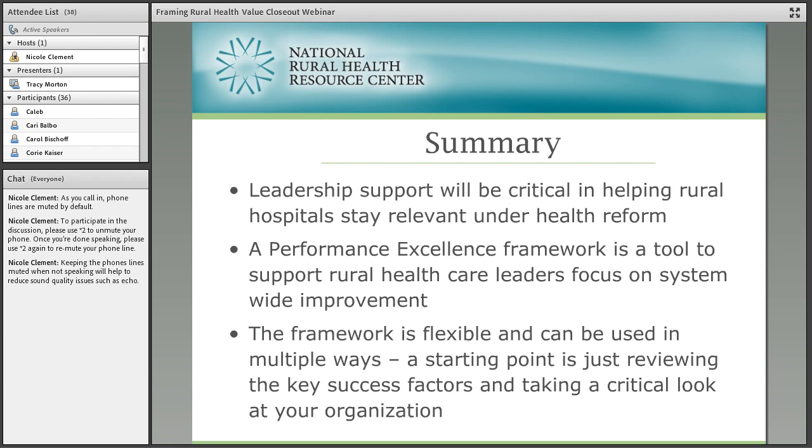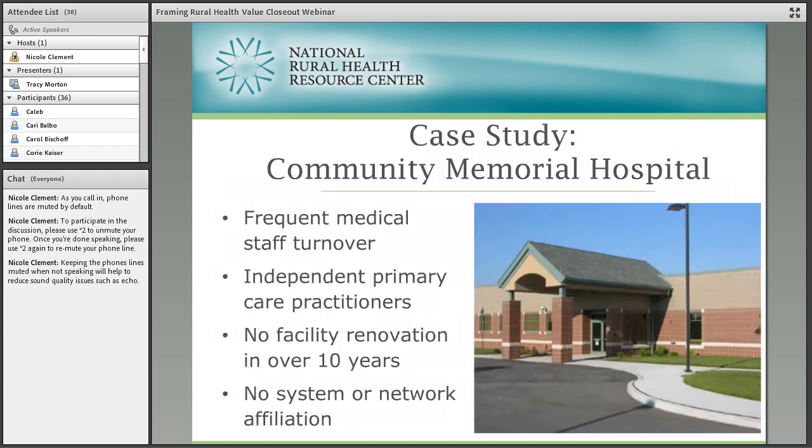So please take a minute when we're done with the webinar today to look up the Blueprint for Performance Excellence as well. Again, we think that's a really helpful resource for you to utilize within your programs and in your hospitals as well.